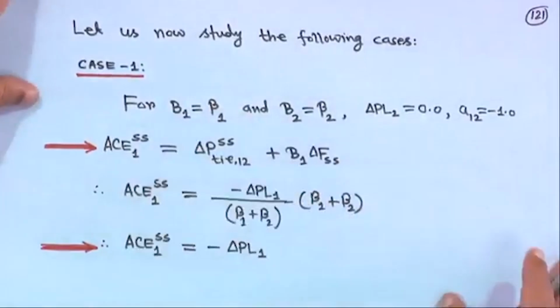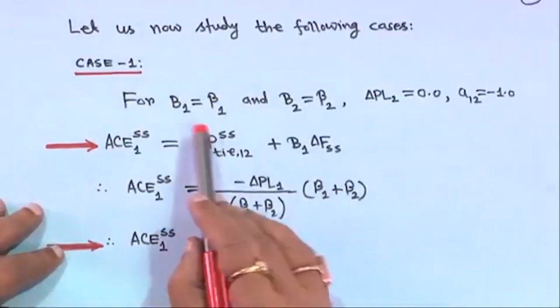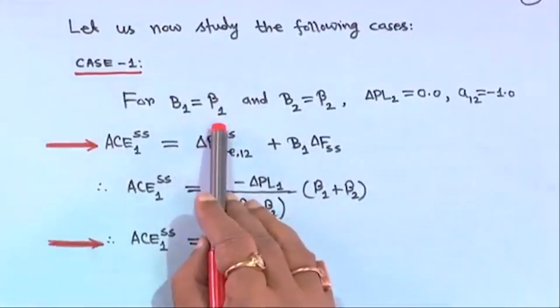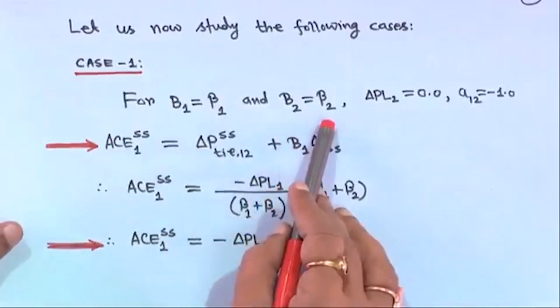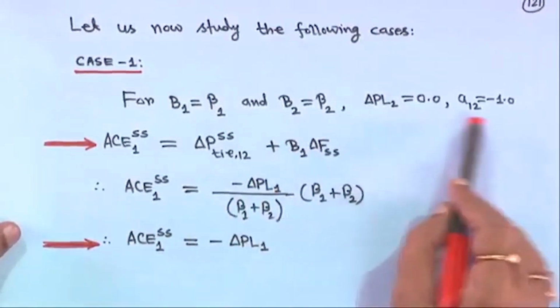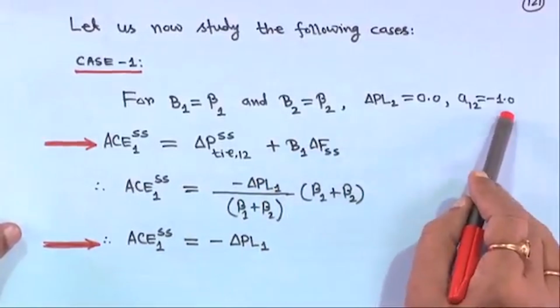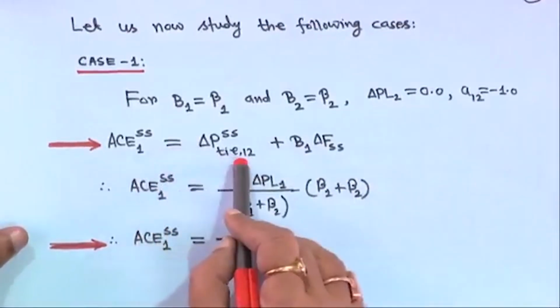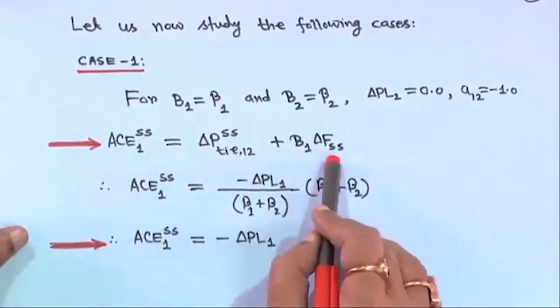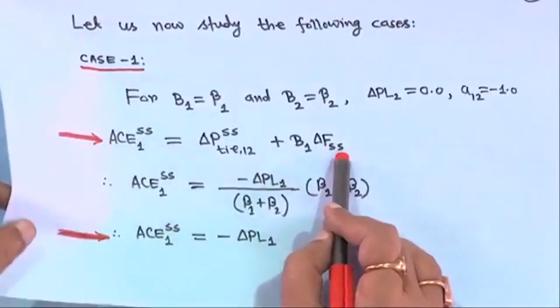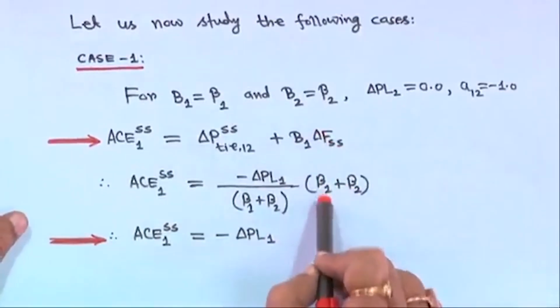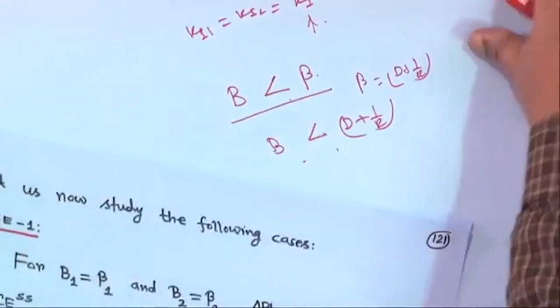One is case 1, say case for B1 is equal to beta 1 and B2 is equal to beta 2, say delta PL2 is equal to 0, A12 is equal to minus 1 and AC1 SS is equal to delta P tie 1 to SS plus B1 delta FSS, right. Now, using this condition you will get this one. How you will get this one? Just I am showing you how you will get this one. Just hold on.